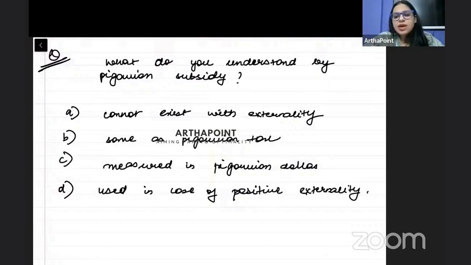What do you understand by Pigovian subsidy? Pigovian subsidy से related इनमें से कौन सी बात ठीक है? The first one says it does not exist with externality. अगर externality होगा तो subsidy exist नहीं करेगा. The second option says it is the same as tax. Tax और subsidy एक ही बात है, ये तो नहीं हो सकता.